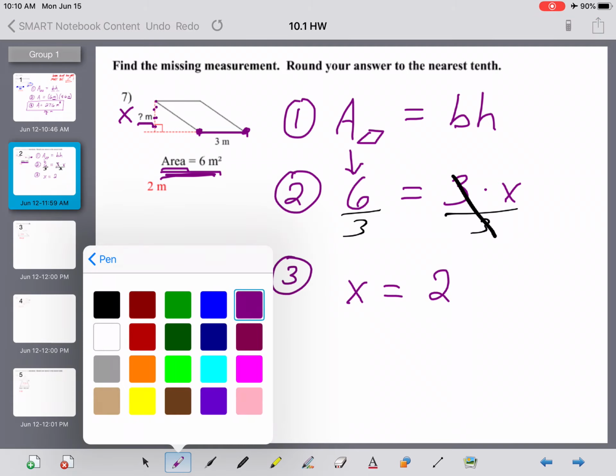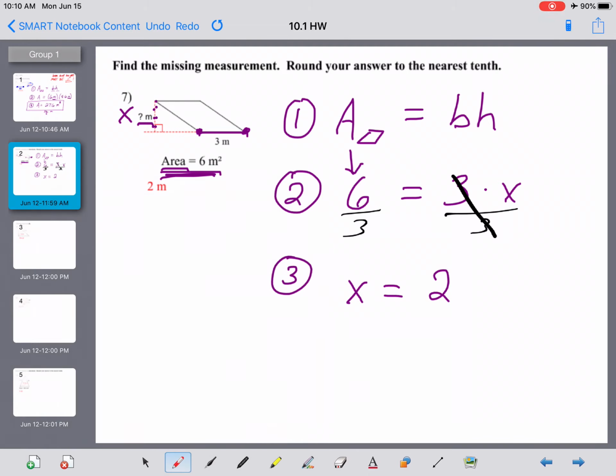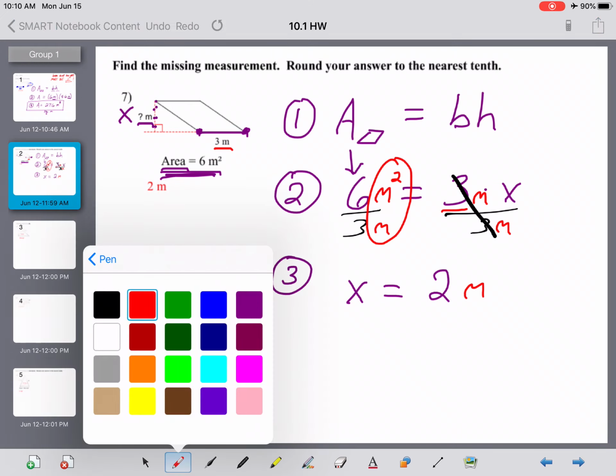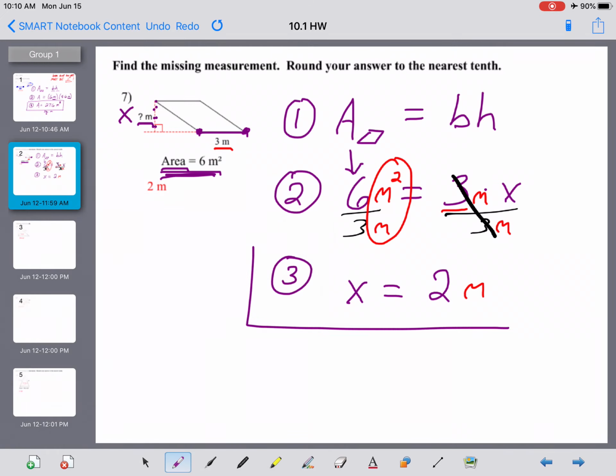If we were talking about units for just a second, the area that we wrote down, 6, was square meters. But the 3 that we wrote right here, if you look at it, guys, was just regular meters. So what we actually did right here is we divided square meters by meters. And just like a variable that you would have dealt with in Algebra 1 last year, m squared divided by m would just be m. Here, square meters divided by linear meters is just linear meters again. So the missing side in this one is going to be 2 meters, and that's the height of that parallelogram.